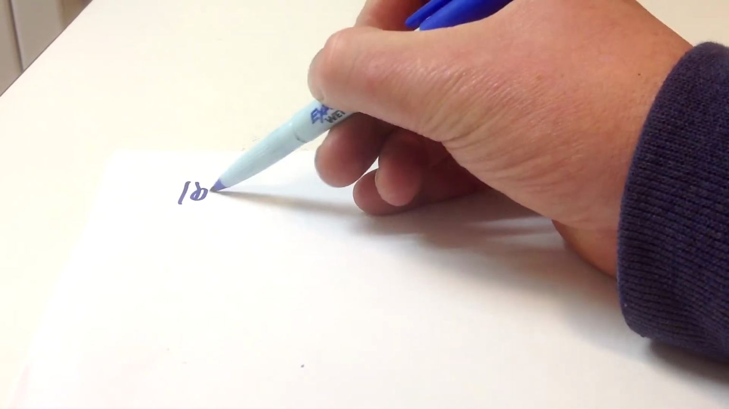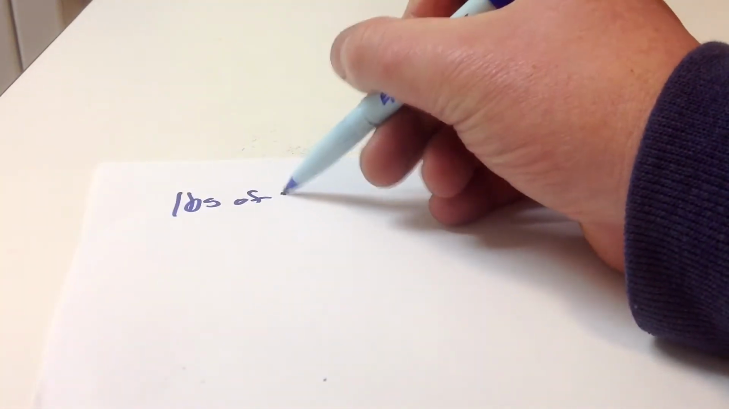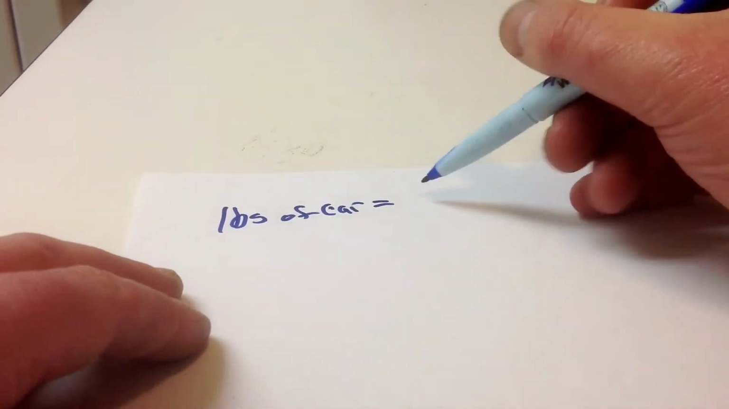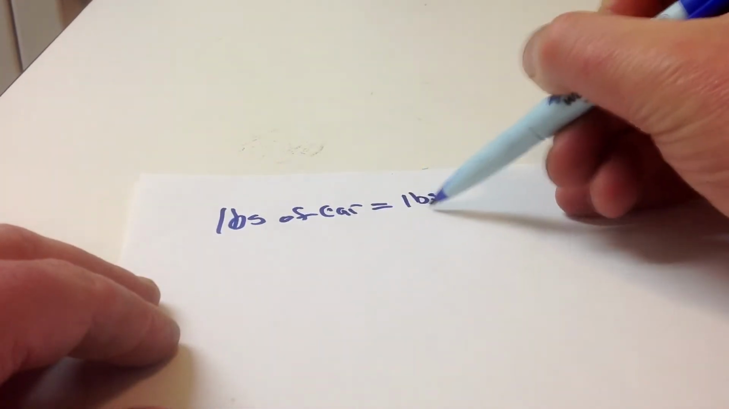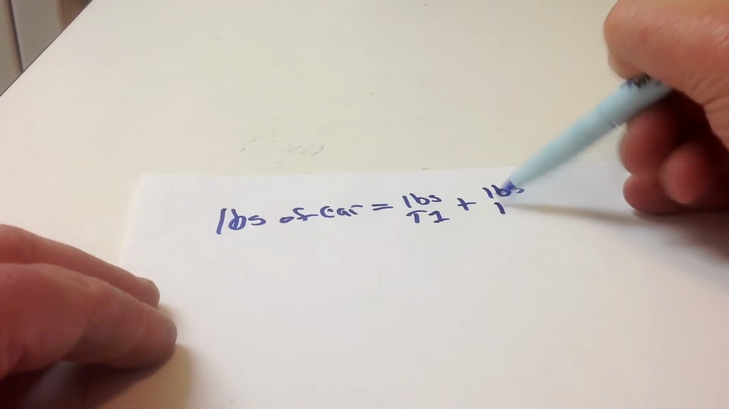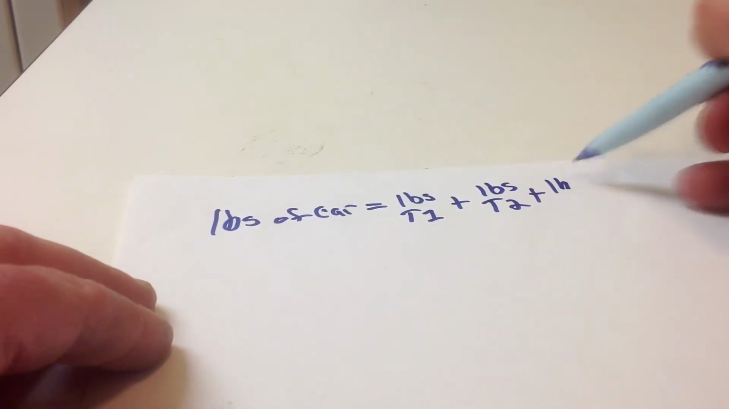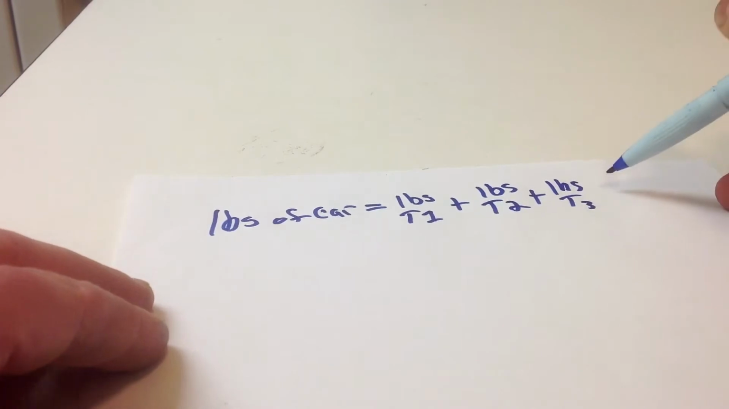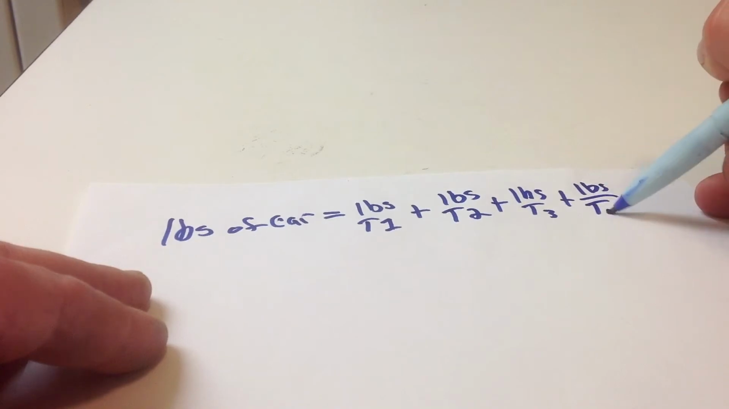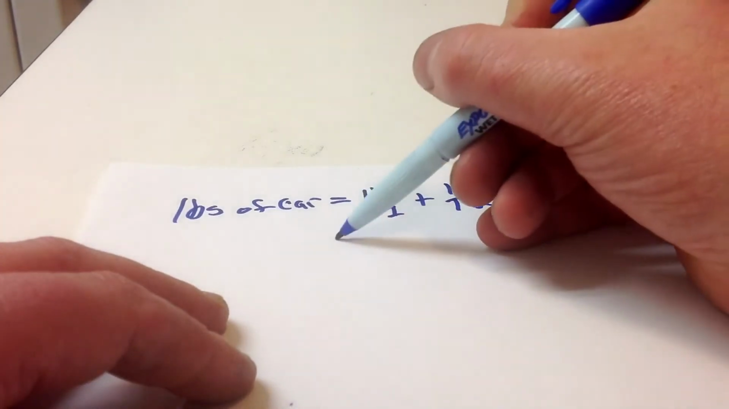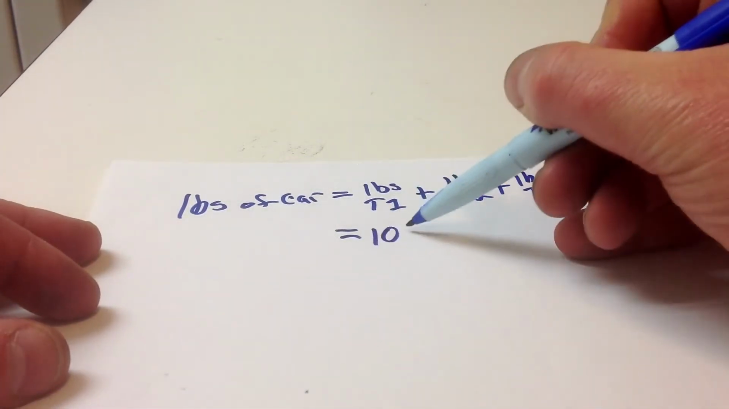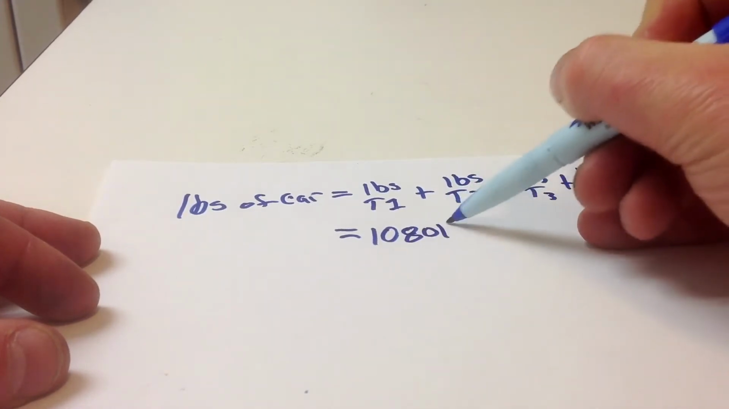So the pounds of car then is going to be equal to pounds supported by tire 1 plus the pounds supported by tire 2 plus the pounds supported by tire 3 plus the pounds supported by tire 4. So this is how mine turn out, and they're not super similar in every case. There's definitely some error apparent.